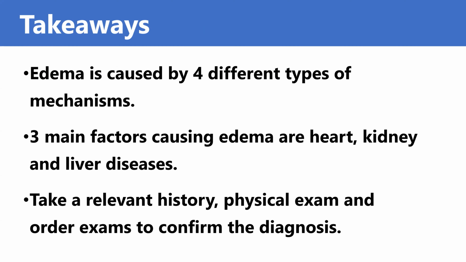Okay, now these are the takeaways of this lecture. So let me summarize. Edema is caused by 4 different types of mechanisms. 3 main factors causing edema are heart, kidney, and liver disease. Okay, and take a relevant history, physical exam, and lab exams to confirm the diagnosis.